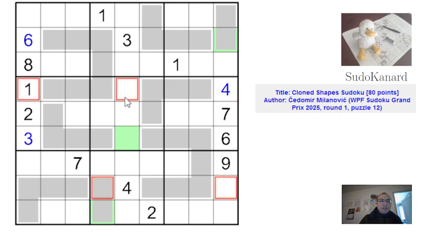And now those 2 digits are the same as those 2 digits, and 1 is not here thanks to this given digit, which places 1 there. And this digit is the same as this, and the same as this by the clone property, which is really nice.